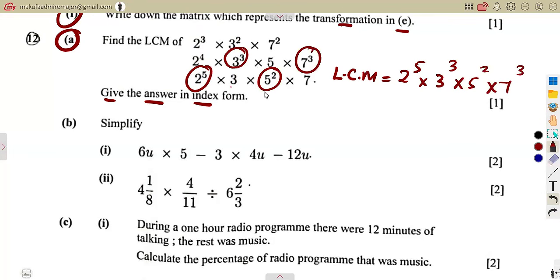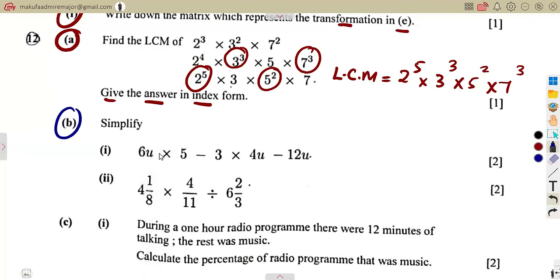Remember, LCM, you take everything that is presented that you see there. Everything. Every number is supposed to be there. But when common, take the one that appears the most. So the one that appears the most is the one with a bigger power, bigger exponent.